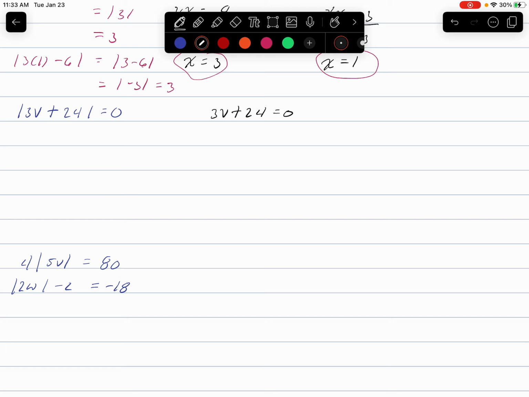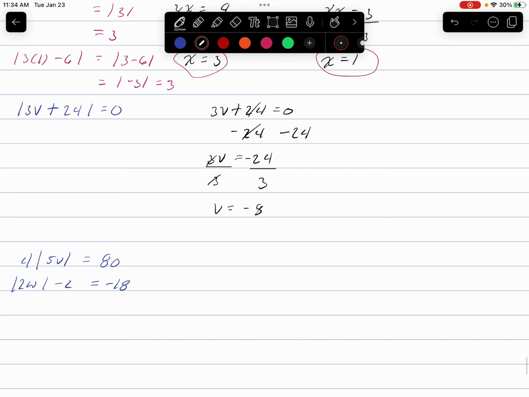I suppose you could write it out as positive or negative 0, but that doesn't really make sense, so we'll just consider the 1. But then we would solve for v by taking 24 away from both sides, and we'll get 3v is equal to -24. If we divide both sides of the equation by 3, we'll get v is equal to -8.